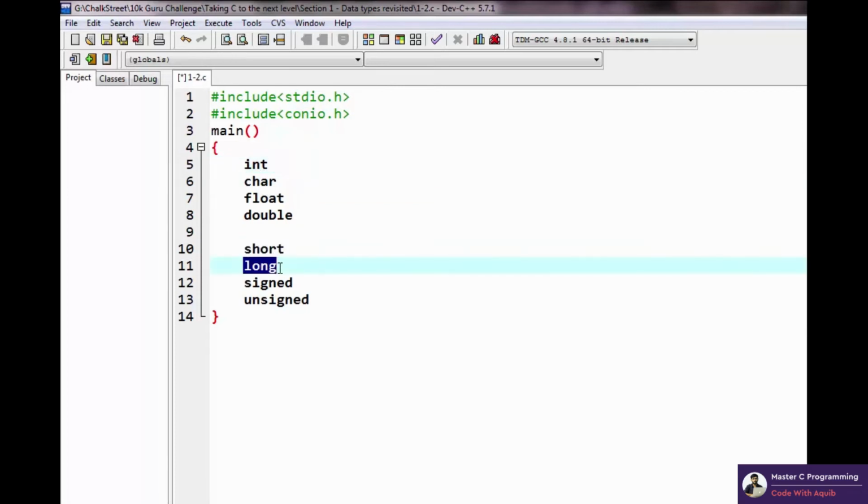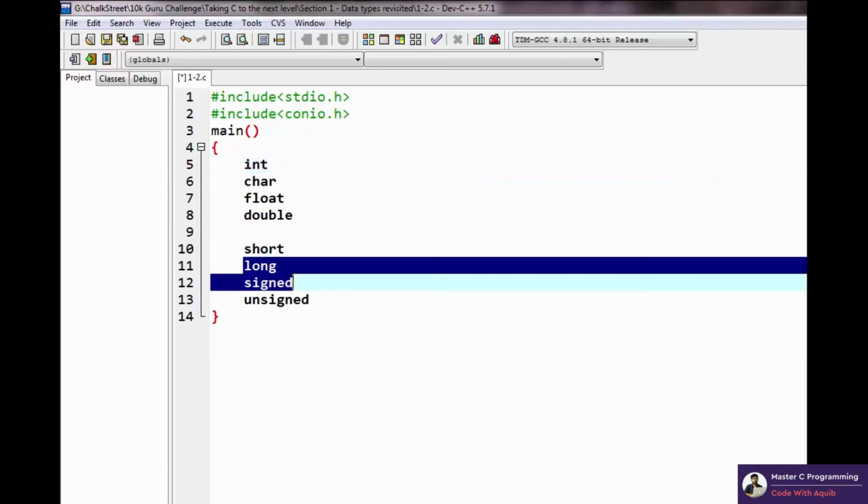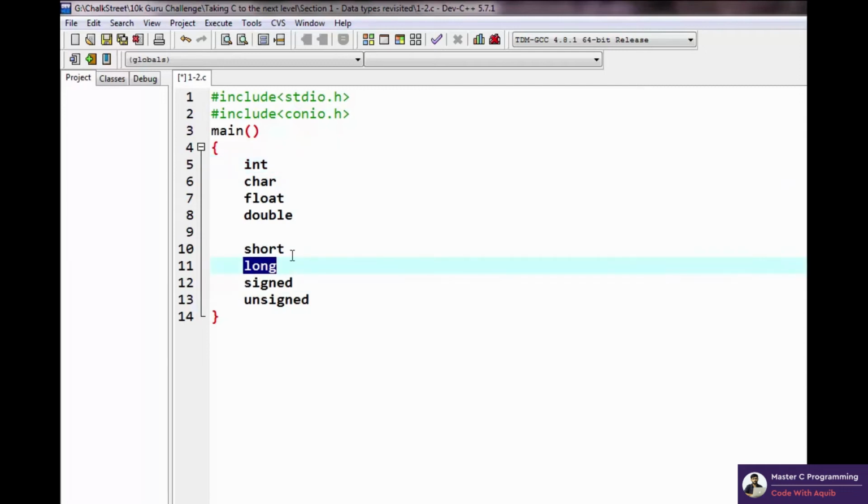Next is the long. Now long is basically used to increase the range. Let us take the case of integer. We know that the range of integer is -32767 to +32768. So if we use long int, this range will be extended a lot. I'll tell you the specifics in just a minute. So long is basically used to extend or increase the range of any of these four, right?